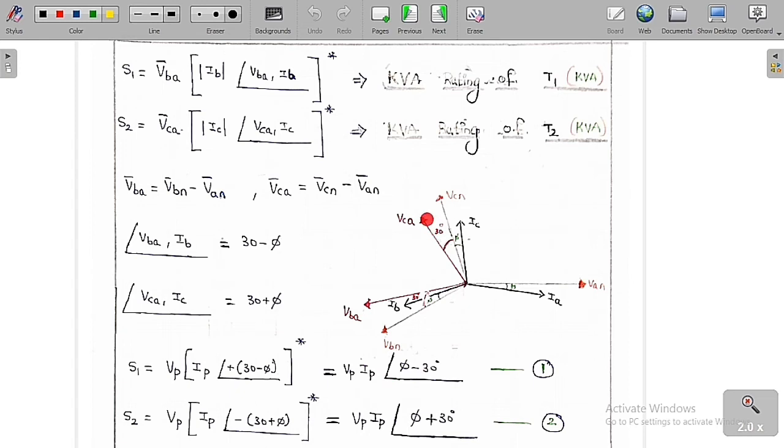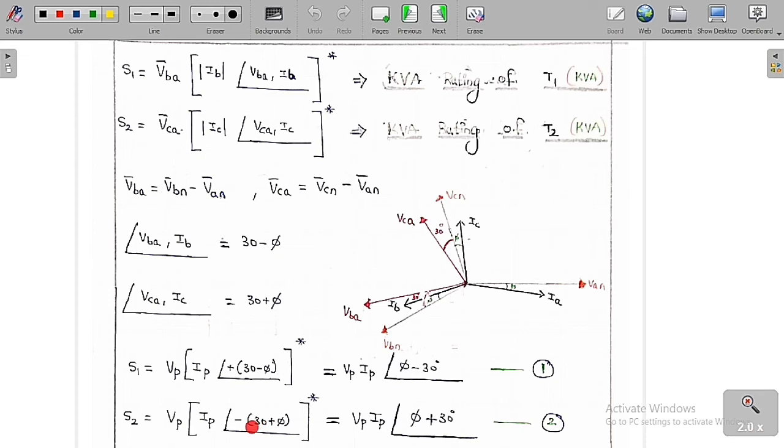Whereas here, if I take VC as a reference, then the current IC is going to lag here. So the current will be represented as negative: IP into minus of 30 plus 5. This is the representation. Taking the conjugate, we get VP IP into 5 plus 30. So equation 1 and equation 2. Listen carefully. Here I have taken VB as a reference, so the current is going to lead, and that way it is a positive sign. Whereas if you take VC as a reference, the current IC is going to lag.